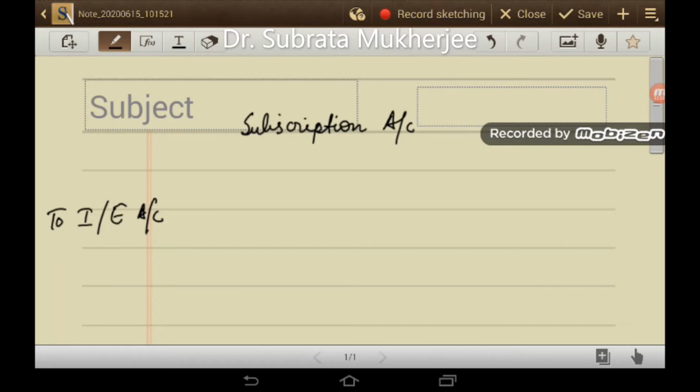So in the subscription account I will write 40,000 rupees, the amount of income. This is the actual subscription receivable, which is appearing in the income and expenditure account. The next item is donation.